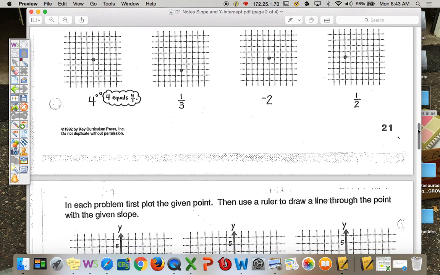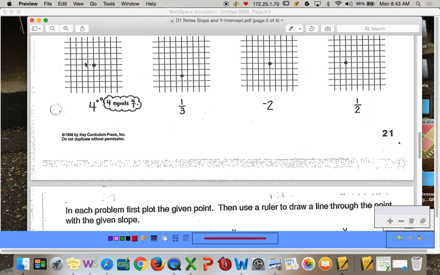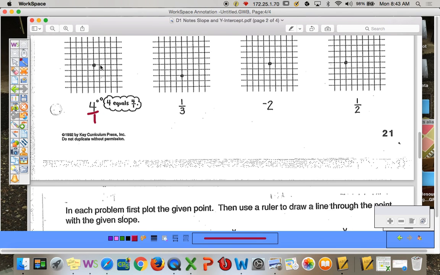And 4, and remember 4 equals 4 over 1. So we're going to go up 4 over 1. So this is a pretty steep slope, 4 over 1. This one's 1/3, so you go up 1 over 3, so not as steep.